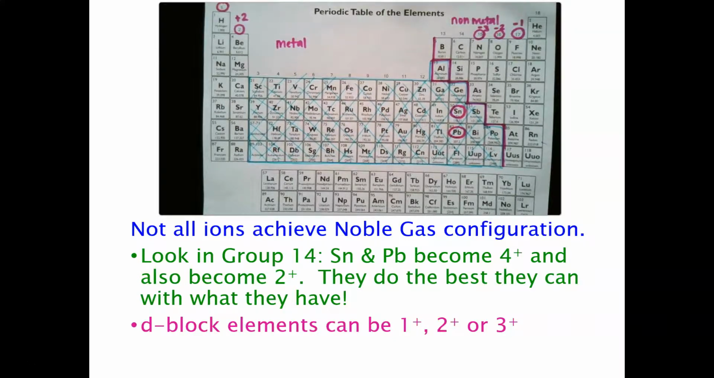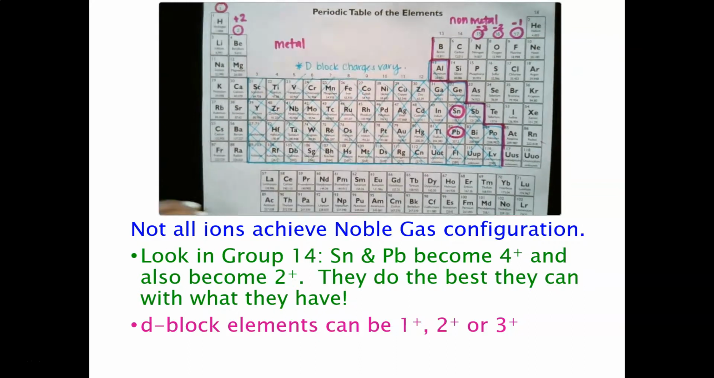And so because of that, when we consider these ions, we have to specify what their charges are. So in the D block, you're going to have to check the charge. So in the D block, charges can vary. So we need to think and consider that.